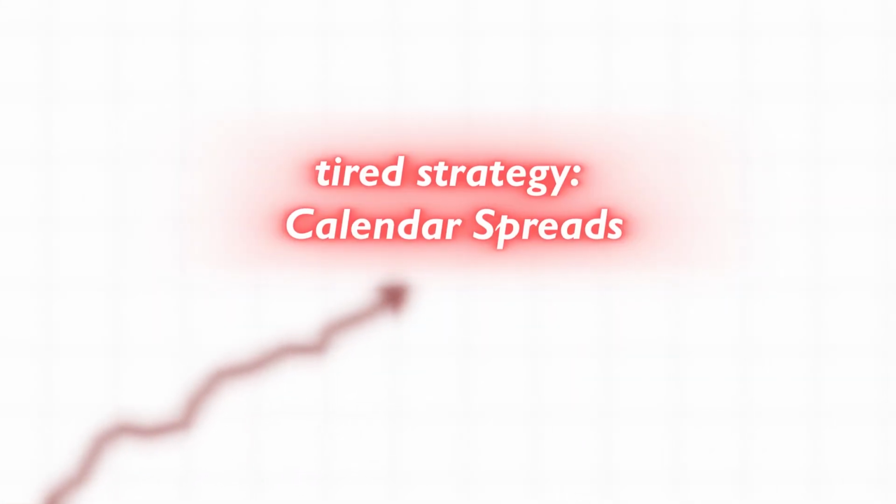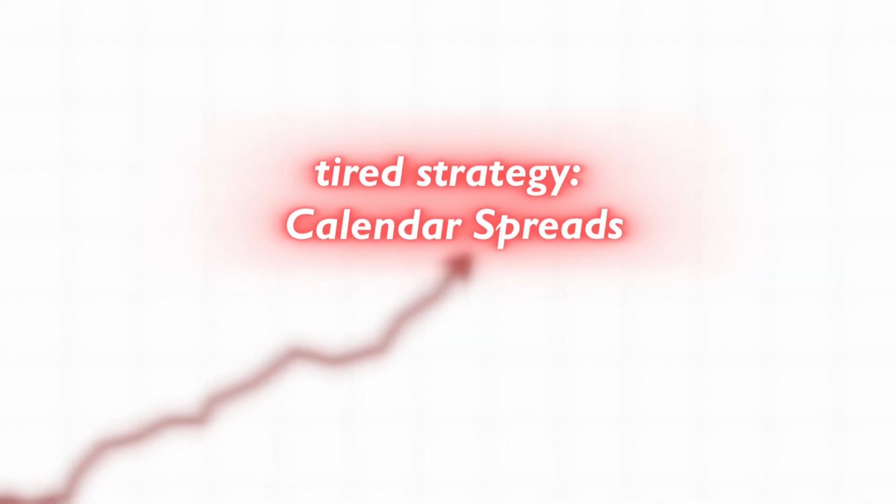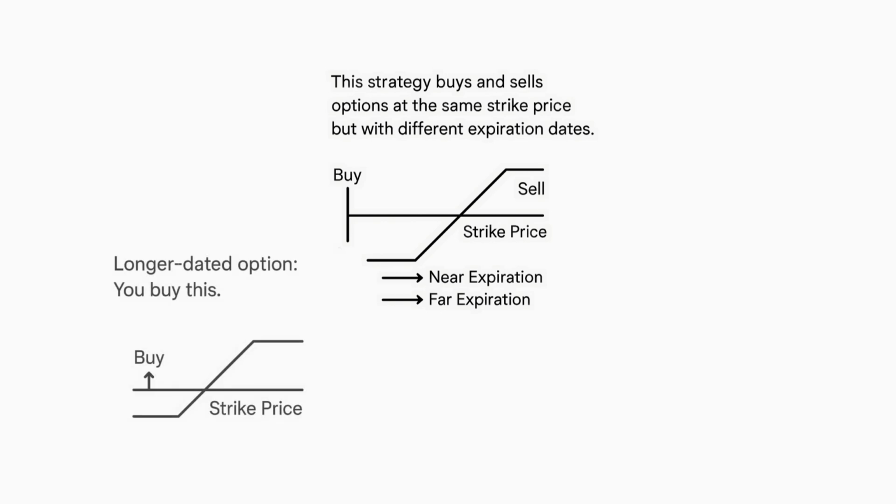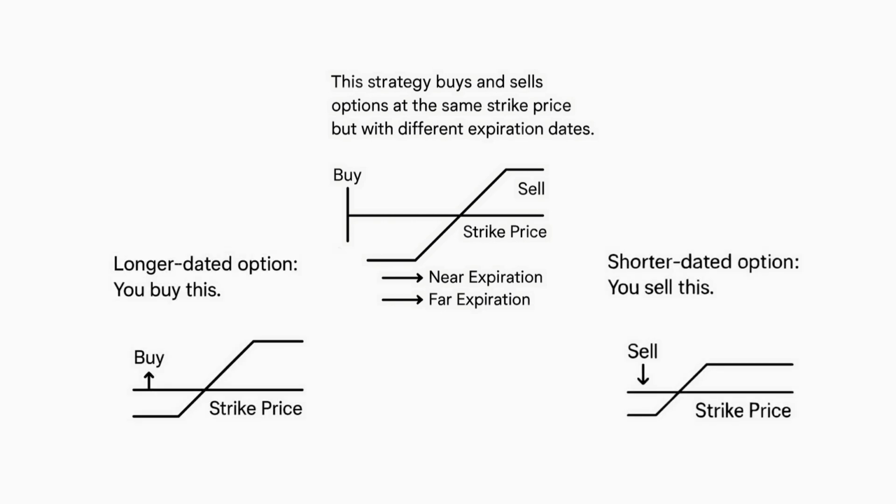The third strategy is the calendar spread. Let's mix things up with the calendar spread. This strategy buys and sells options at the same strike price but with different expiration dates. The longer-dated option you buy, and the shorter-dated option you sell.